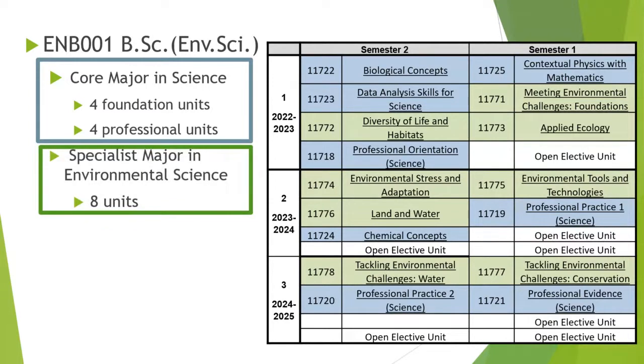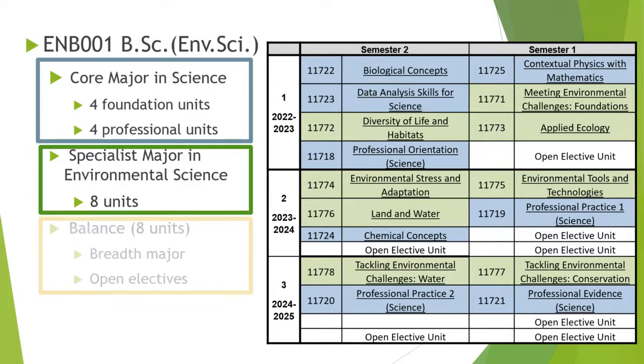In green, you'll be doing the eight units that build up to your specialist major in environmental science. This is composed, as I say, of eight units that take you again from first year, four units in second year, and two in third year, our capstone units. And we have this beautiful situation where in your final year, you will be tackling environmental challenges, water, and tackling environmental challenges, conservation. And these two areas, water and conservation, align with two research strengths of UC that make our Institute for Applied Ecology a globally significant research body.